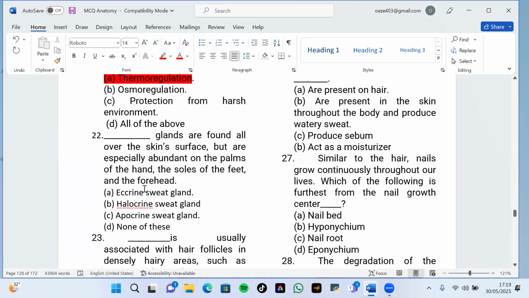Dash glands are found all over the skin surface, but are especially abundant on the palms of the hand, the soles of the feet, and the forehead. A, eccrine sweat gland. B, holocrine sweat gland. C, apocrine sweat gland. D, none of these. The correct answer is A, eccrine gland.